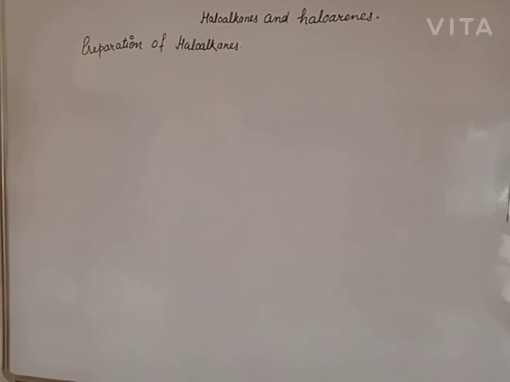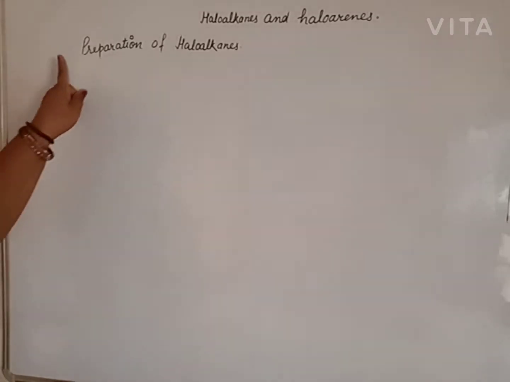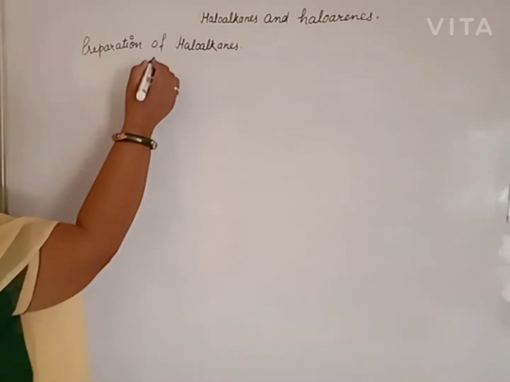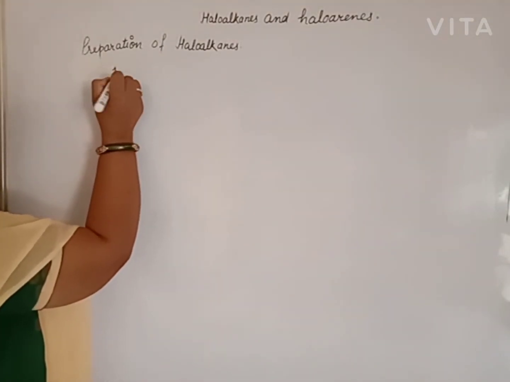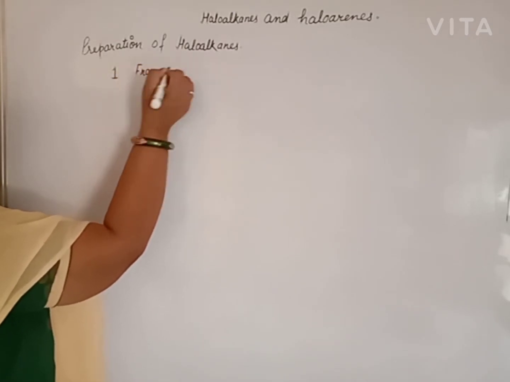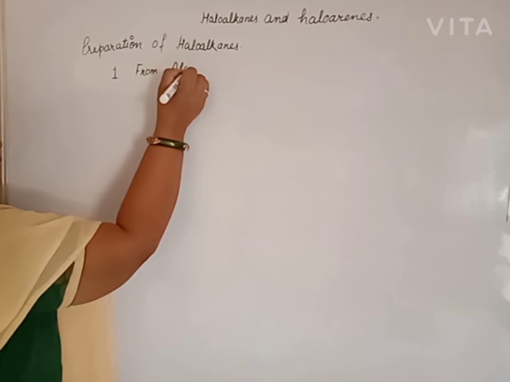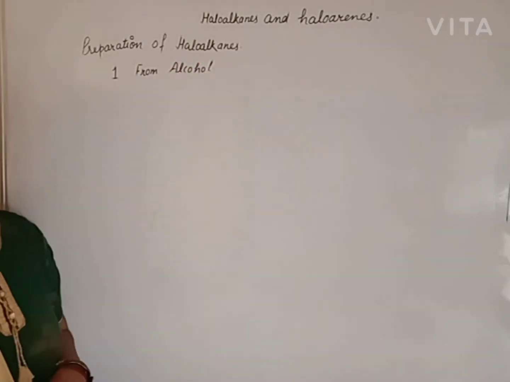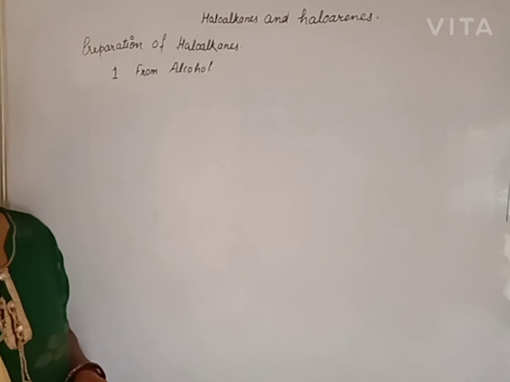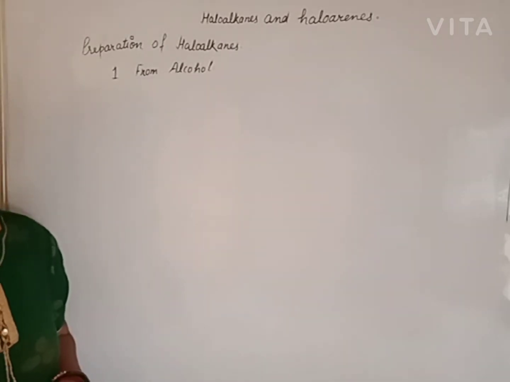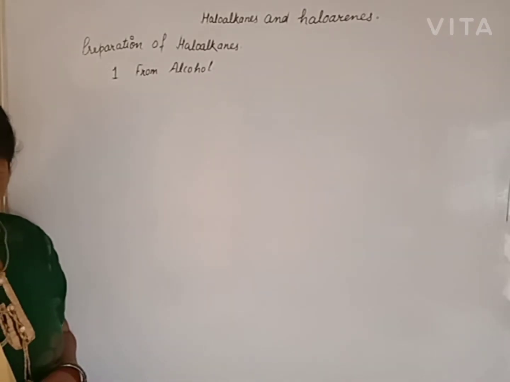Students, today we will discuss the preparation of haloalkane. Haloalkanes are prepared from alcohol by a substitution reaction in which the OH group is replaced by a halogen group.